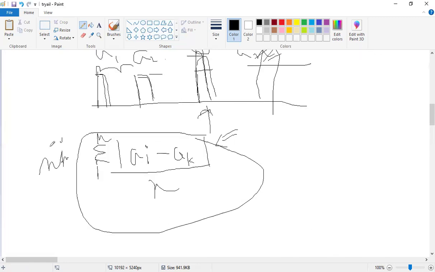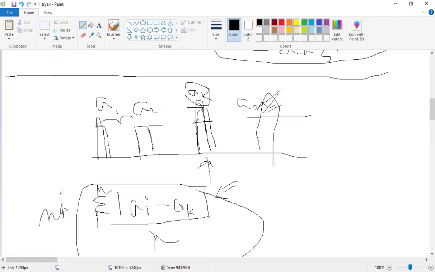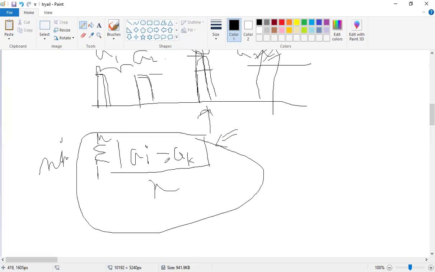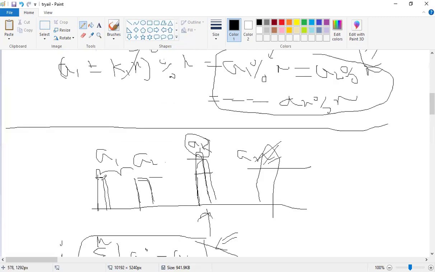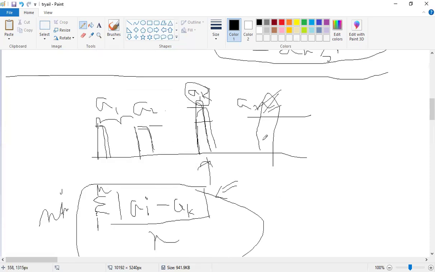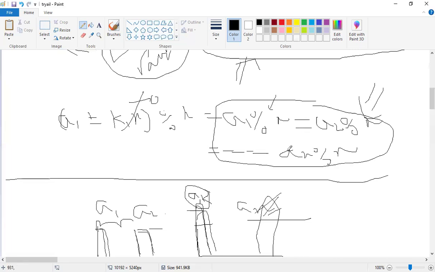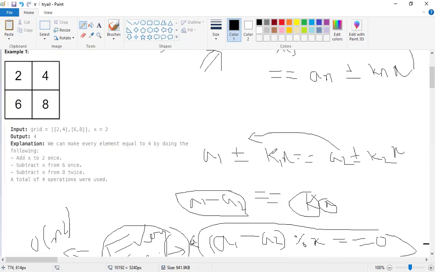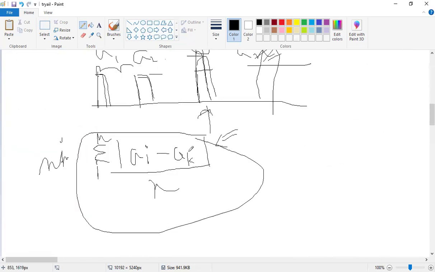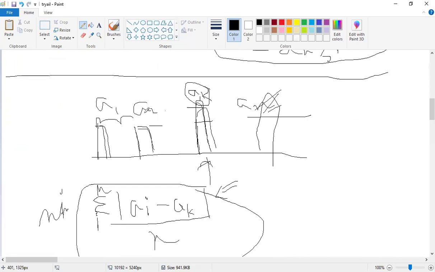This problem is essentially asking this. Suppose this much should be clear: I want to find out AK and I want to convert A1, A2, A3, AN to AK. Now suppose I am converting A1 to AK. How will I do it? I will be taking the difference, and because of this property, I know A1 can be written as A1 plus or minus K times X. I can add K1 times X.